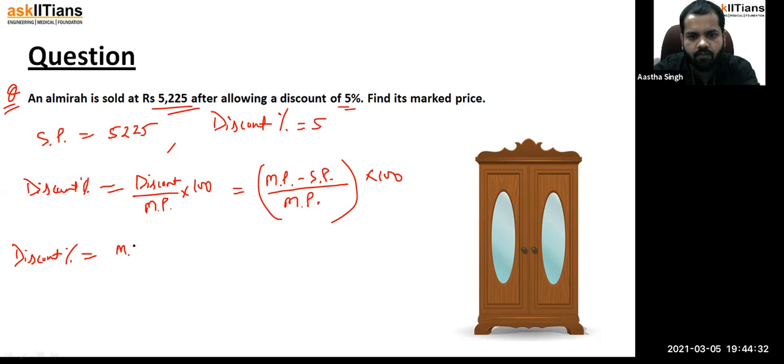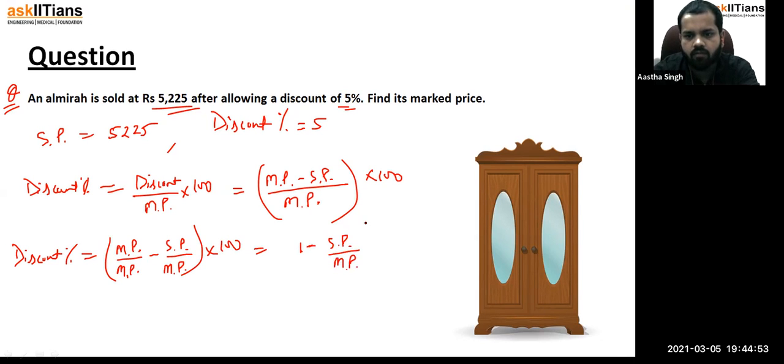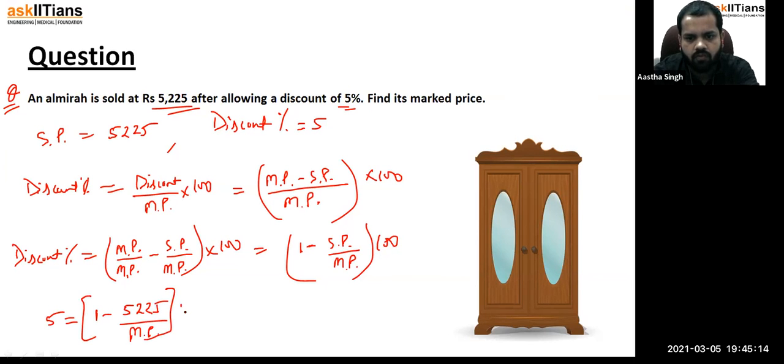It means MP by MP minus your selling price by market price, multiplied by 100. MP by MP is 1, and the other term is selling price divided by market price into 100. Now just put the values. Discount percentage is 5, which is equal to 1 minus selling price, which is 5225, divided by market price, which you have to calculate, into 100.